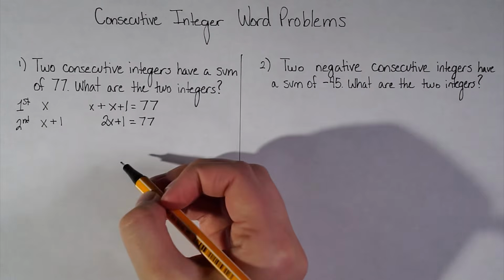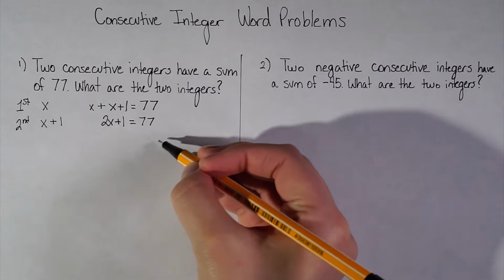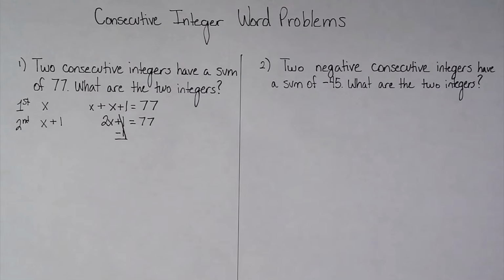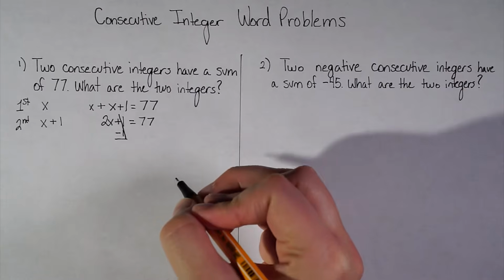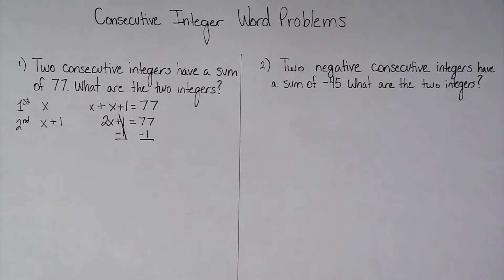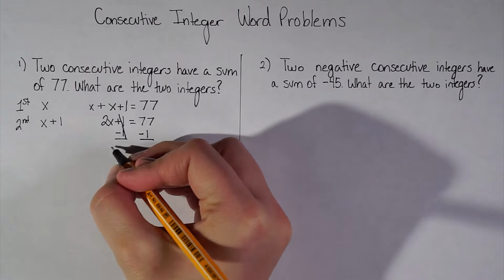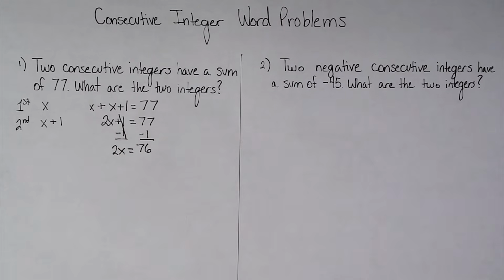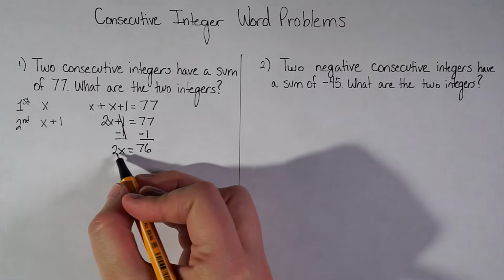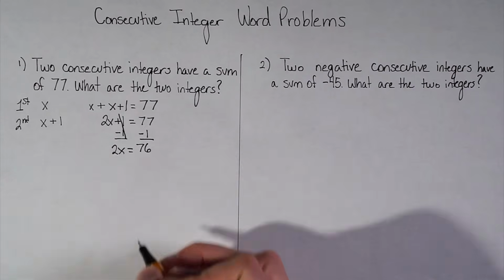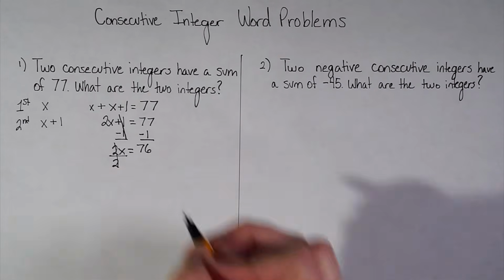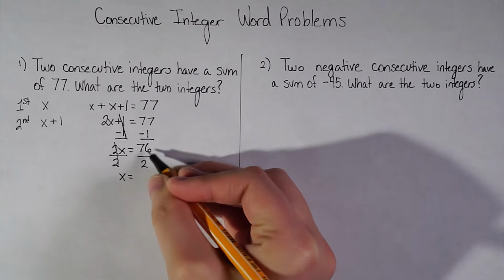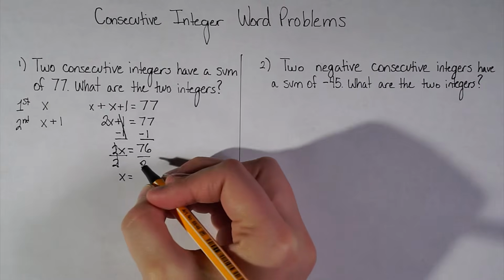I want to now use my inverse operations to move my constants over to this side. So I'm going to do plus 1 minus 1, so that those cancel to 0. I'm going to do the same thing to the other side. Bring down what I have left: 2x equals 77 minus 1, which is 76. Now I want to isolate my x. This is 2 times x, so I want to do the opposite and divide. So I get x equals 76 divided by 2, which is 38.